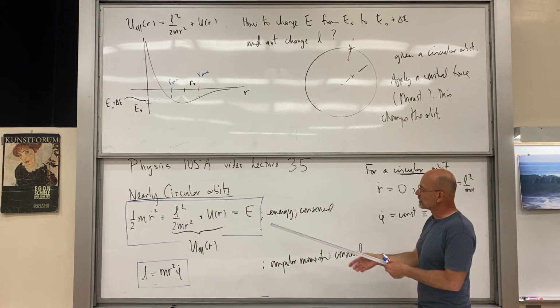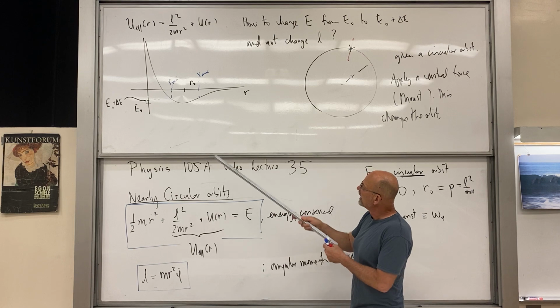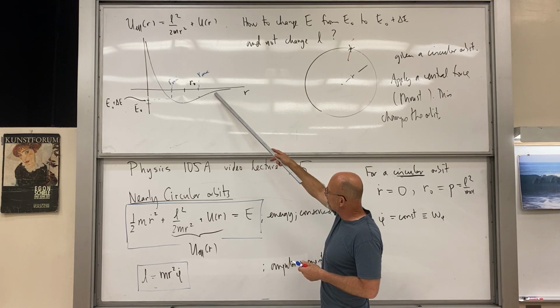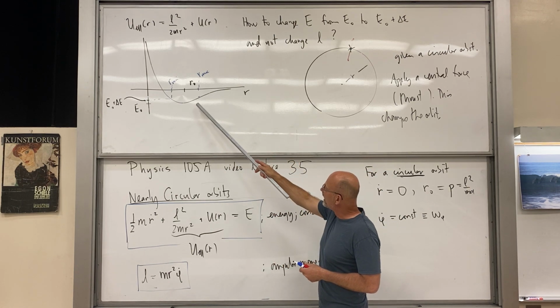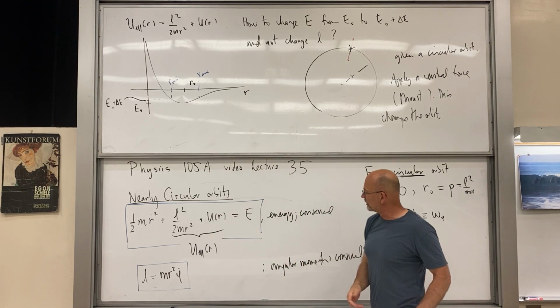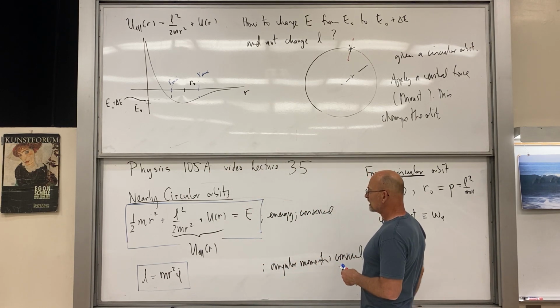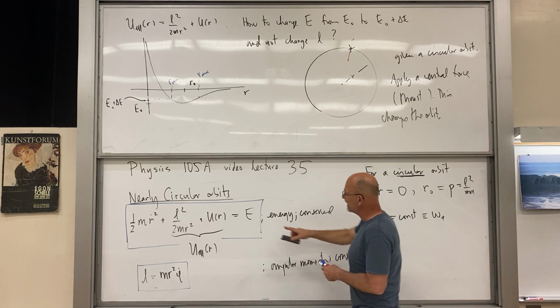Remember, this is a differential equation. We know how to solve it. We know what the potential energy looks like, so we're going to get oscillations about R sub 0.